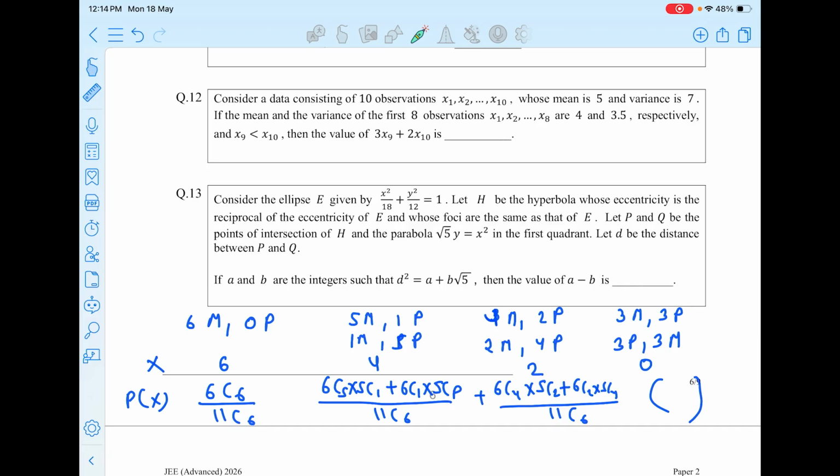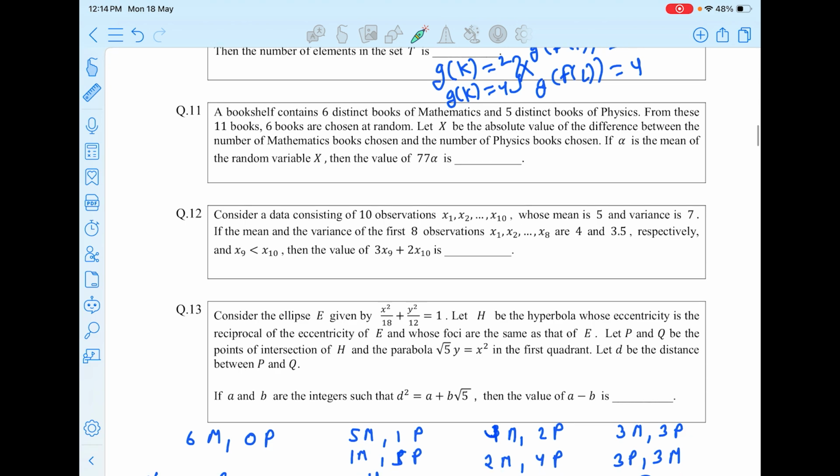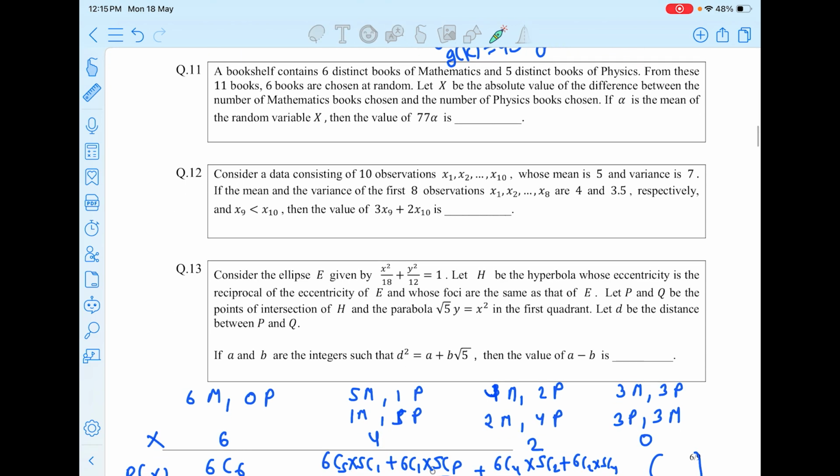Okay. So this is also not a very difficult problem. It is similar to, in Mains you must have solved a few questions on defective item, non-defective item. It is similar to that, where they are asking variance and mean, all those things. Okay. So this is also an easy problem.